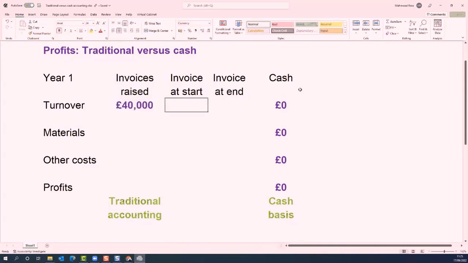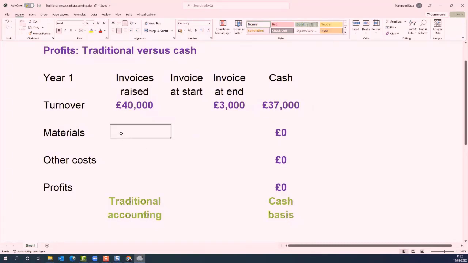Now, our particular business owner is doing this work and he's allowing his customers time to pay for their bills. And let's assume at the end of his first year, there's £3,000 outstanding. So that's the money he's not yet collected from his customers for that work that he's done during the course of the year, and he will be paid for that in the following year. Now, under a cash basis measure, the value of the turnover is 37. Under a traditional method, it's 40.